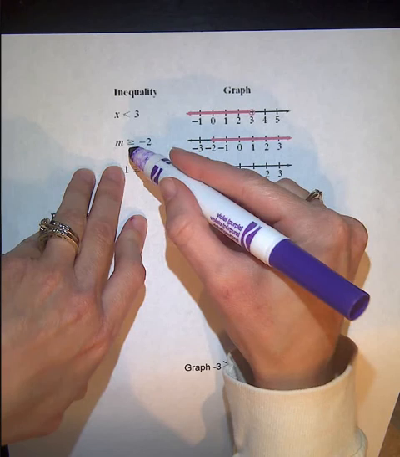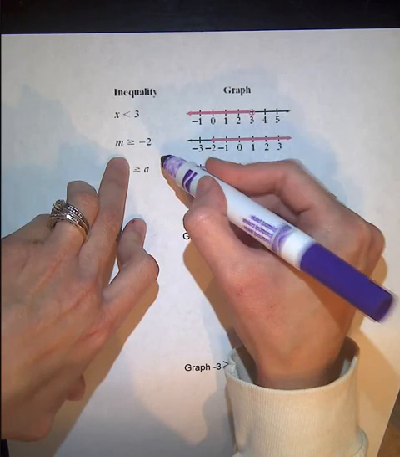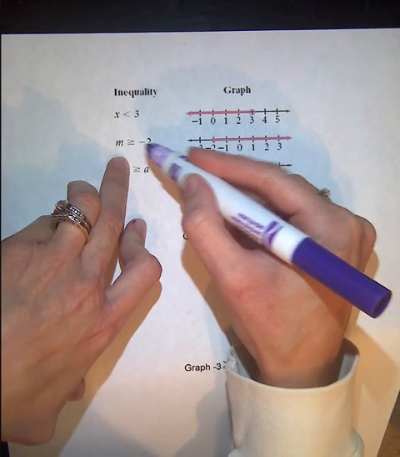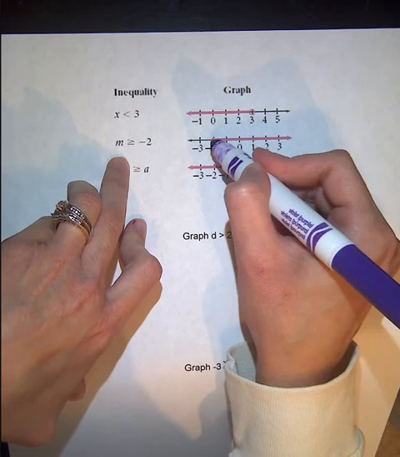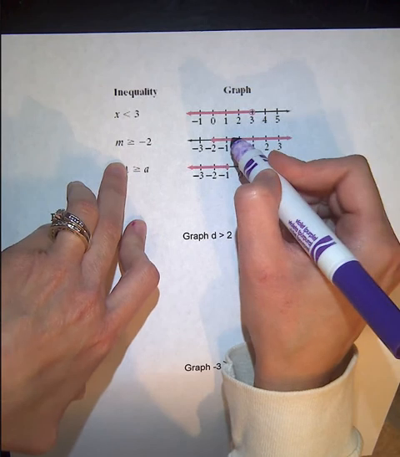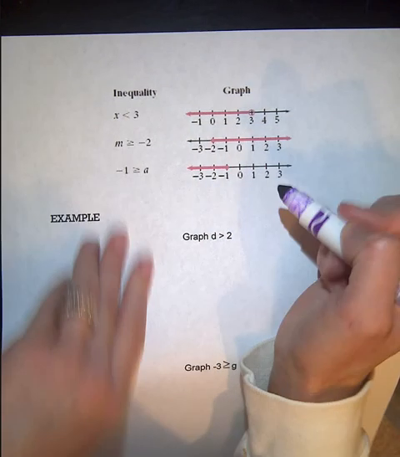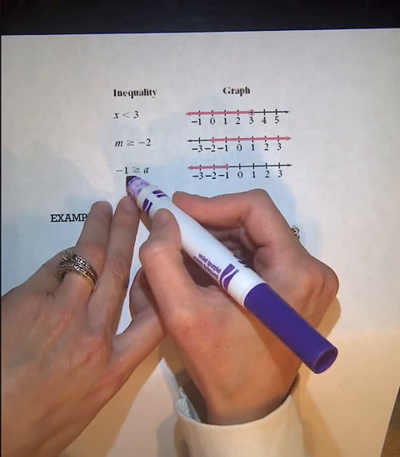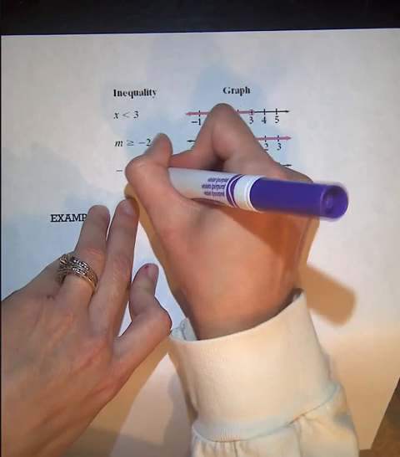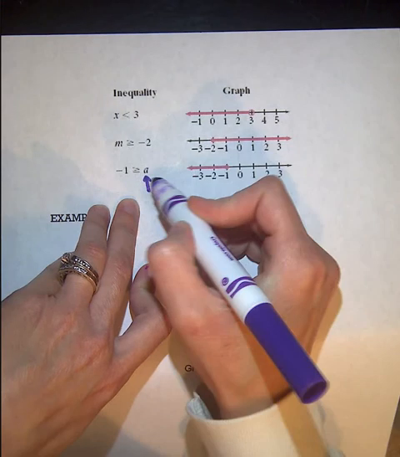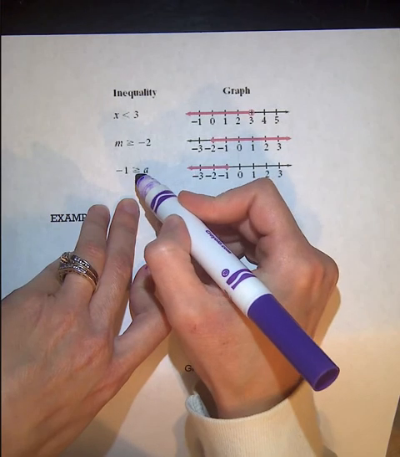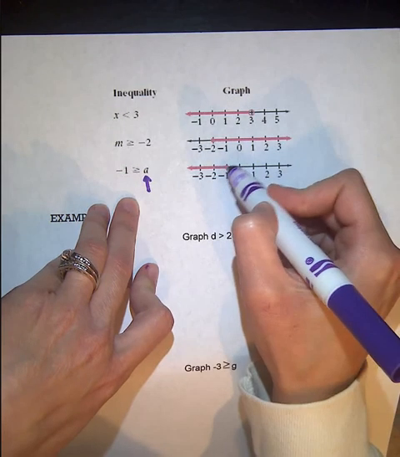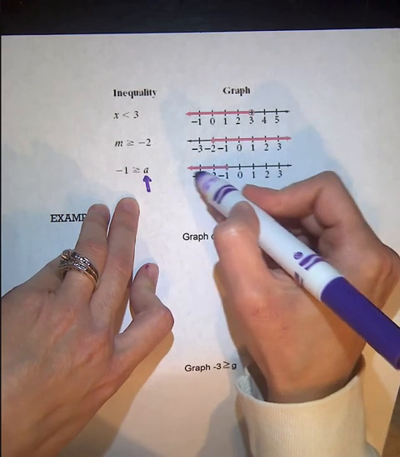This one is m is greater than or equal to negative 2. Since it includes negative 2, because it can be greater than or equal to, we're going to put a closed circle there, fill it in, and shade everything greater than negative 2. Now down here, my suggestion is, even though it starts with negative 1, always read from the variable. So this one is a is less than or equal to negative 1. Since it's equal to, you put a closed dot at negative 1 and you shade to the left.